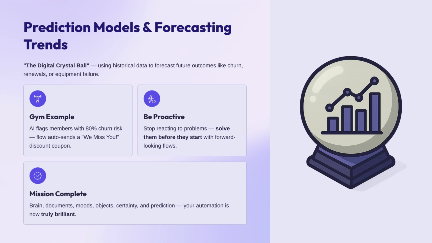We've looked at giving the flow a brain, reading documents, sensing moods, counting objects, checking the certainty meter, and finally looking into the crystal ball. We've mastered integrating AI builder models into cloud flows. You now know how to make your automation truly brilliant. Well, that brings us right into our next chapter.